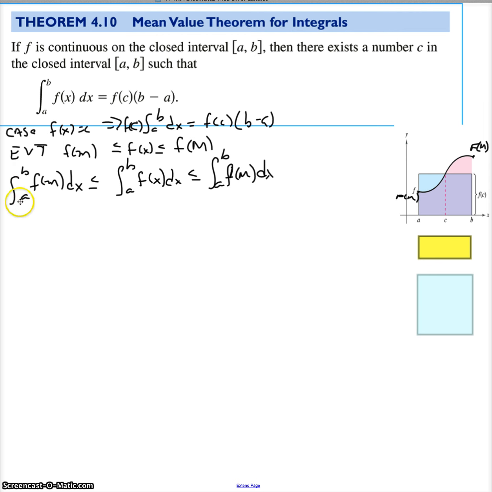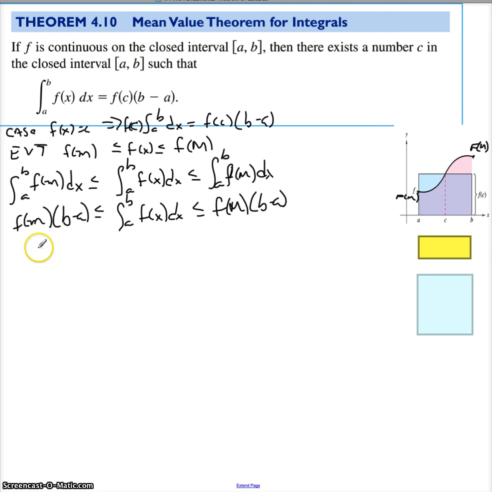All right, so we wind up with, this is a constant, so this becomes f(m) times (b minus a). It's a lower bound of the integral from a to b of f(x) dx. And that's f(M) times (b minus a). So the area under this curve has got to be greater than the area under the small curve, under the minimum, if it were a constant, and it's got to be less than if the maximum were a constant.